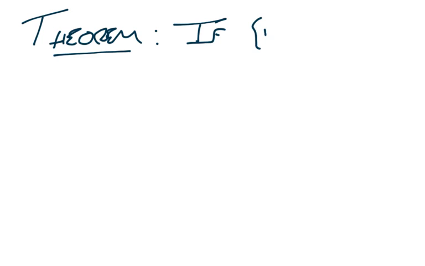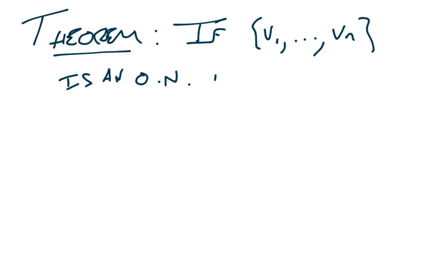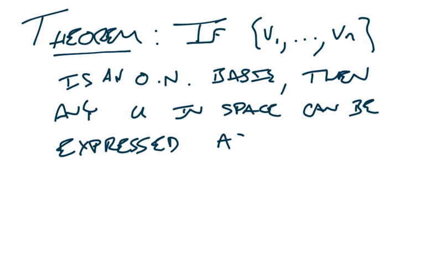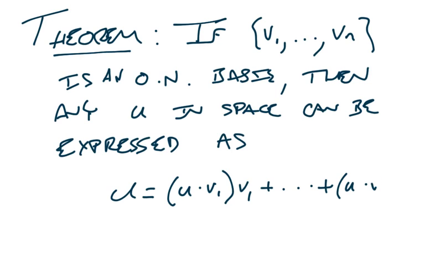Right, so if v1 through vn is an orthonormal basis, then any vector u in the space, whatever vector space you happen to be talking about, can be expressed as, well, u is now equal to u dotted with v1 in the direction of v1 plus all the way through u dotted with vn in the direction of vn.